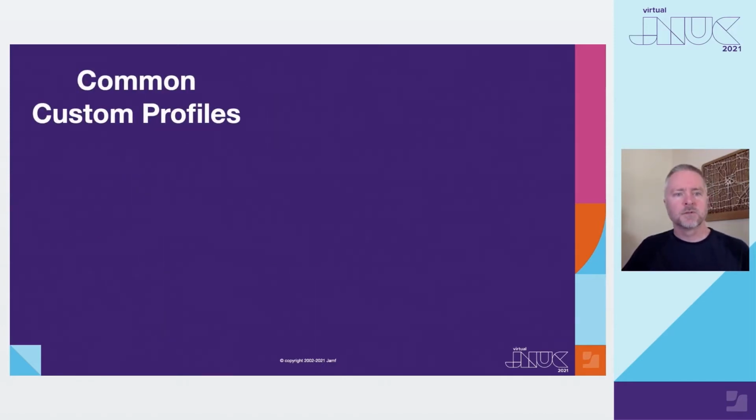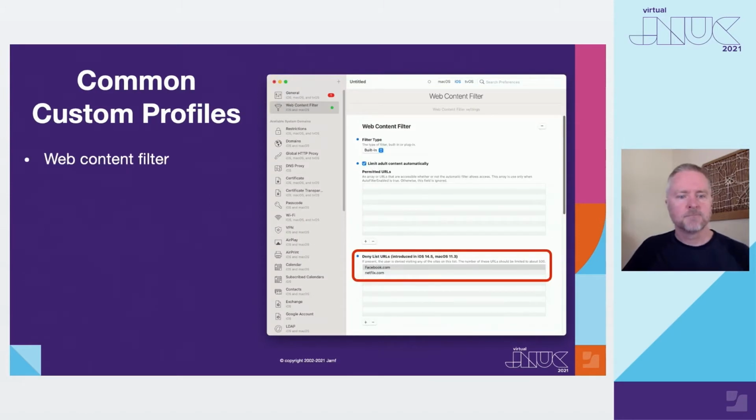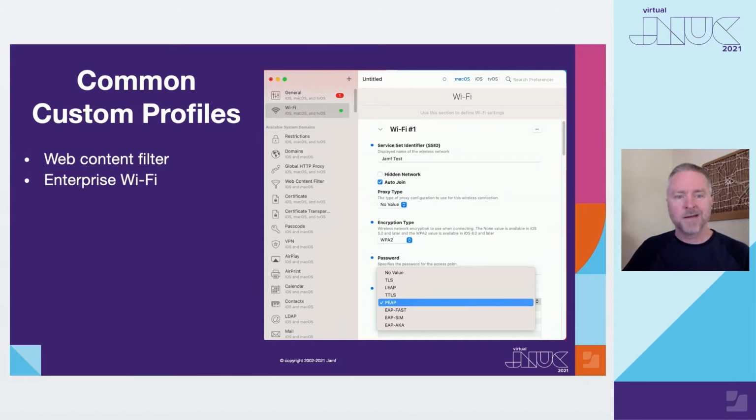Here are some good examples that I've seen. A web content filter, and you're seeing a screenshot here of iMazing with the web content filter payload. The web content filter payload allows us to set up either a safe list or a block list, restricting web browsing on iOS devices to a list of URLs or blocking devices from a URL. Jamf Now is unable to configure Wi-Fi networks that require passwords to join, but we're able to with a custom profile.